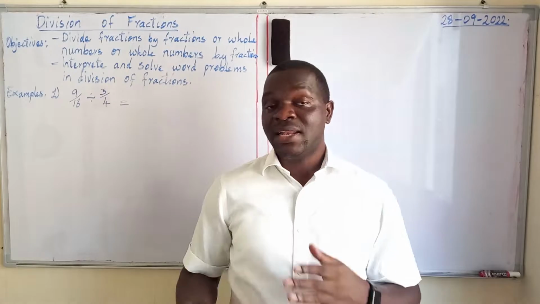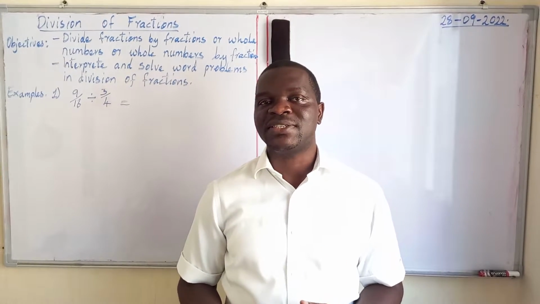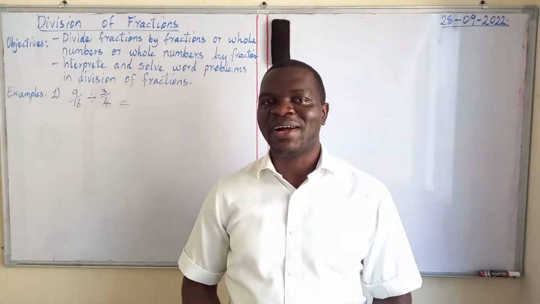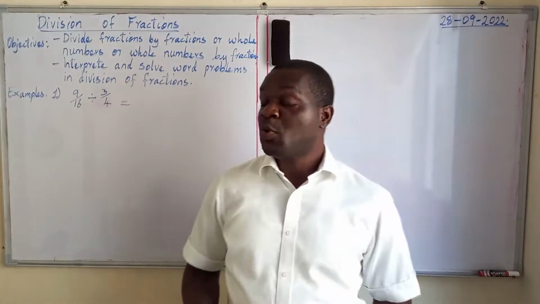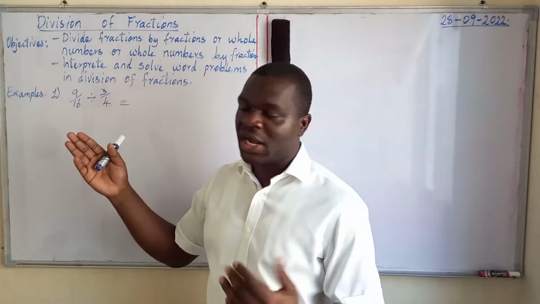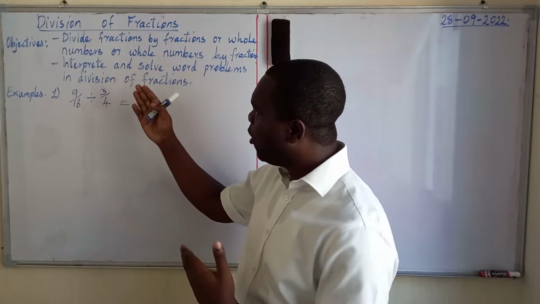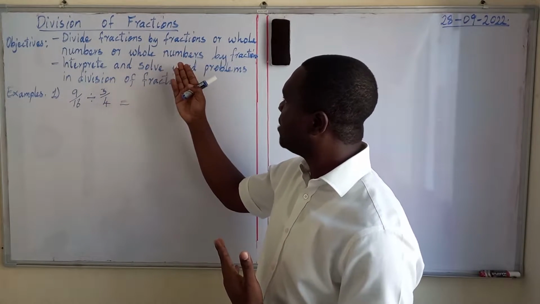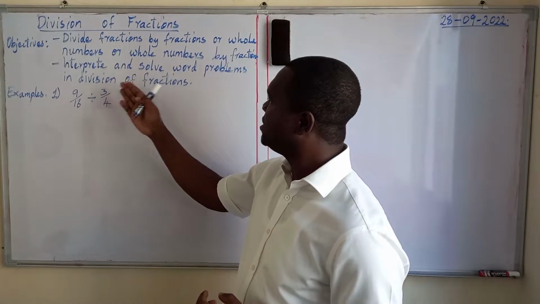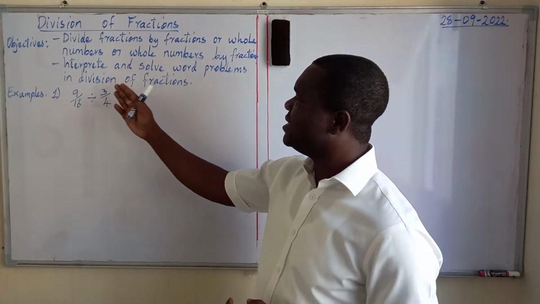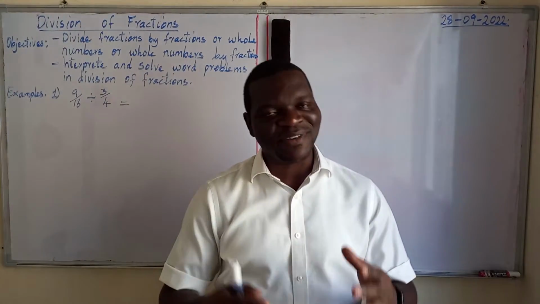Last time we talked about multiplication of fractions. We promised that this time around we'll be looking at division of fractions. In today's lesson, our objectives are, one, to divide fractions by fractions or by whole numbers, and to be able to divide whole numbers by fractions. And secondly, we should be able to interpret and solve word problems in division of fractions. These are the two main objectives of our lesson today.